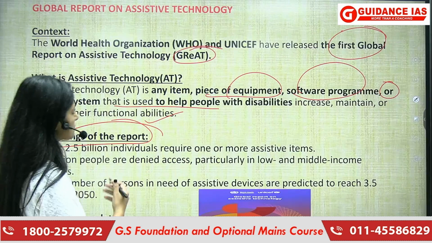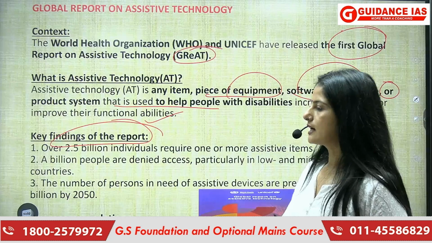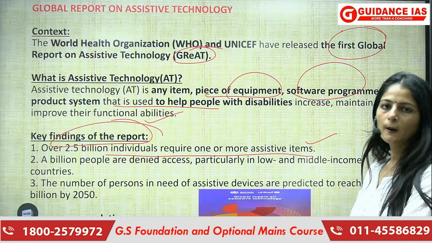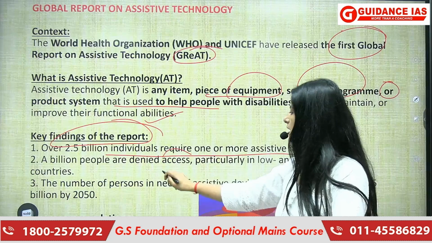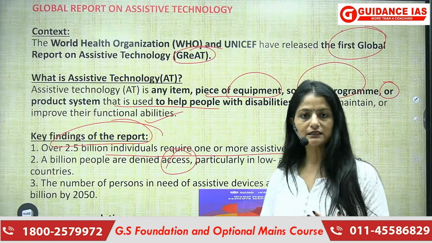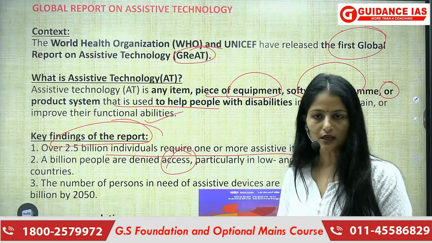Great jo ye report hai by WHO and UNICEF, is report ne exactly kya find kiya hai, key findings kya hai. Over 2.5 billion individuals require one or more assistive items. This is what they found. Uske alawa, billion of people are denied access. Itte saare logo ko to deny kar diya jata hai access. So it was all the more important to bring such technology in use so that their problems could also be addressed. Particularly in low and middle income countries.